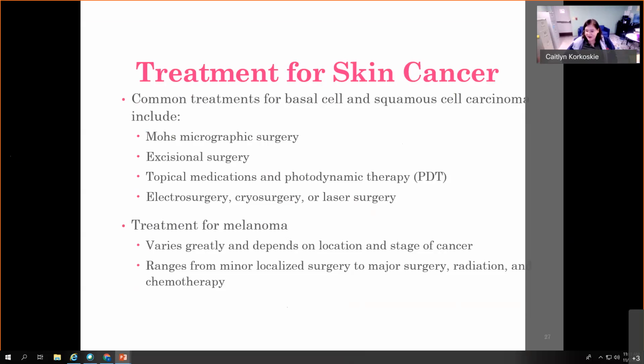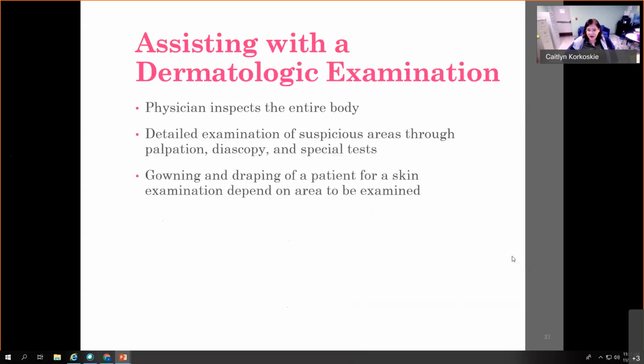We'll watch some videos on that on Thursday, because I don't think we have enough time today, unfortunately. We'll watch videos on Thursday of the different types of procedures you guys are most commonly assisting. But for melanomas, it really just depends on location, size, and stage. They might just do an excision, which could be an outpatient type of surgery. But depending on the stage and everything, they might have to do radiation and chemotherapy.